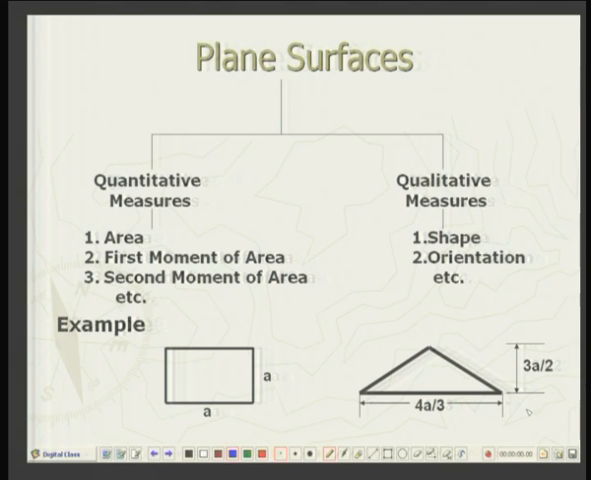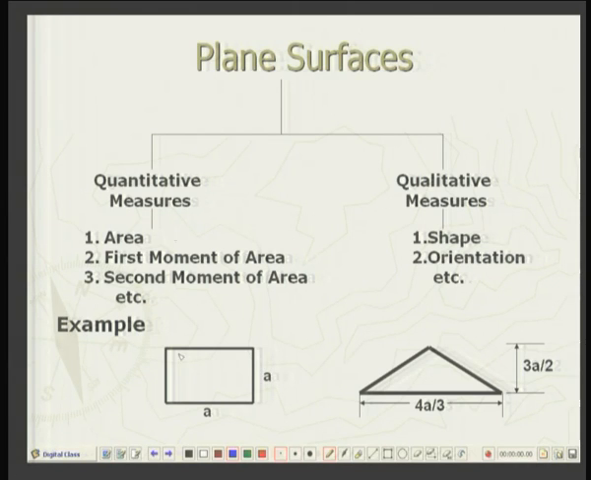Let us look at this example. Here we have a rectangular area, or a square area, of size each side A, so its area is A square. On the right hand side we have a triangular area, the base is 4A by 3 and the height is 3A by 2. Again, if you calculate its area, it will again come out to be A square. So, both these areas are of the same size, but quite naturally, quite obviously they are different.